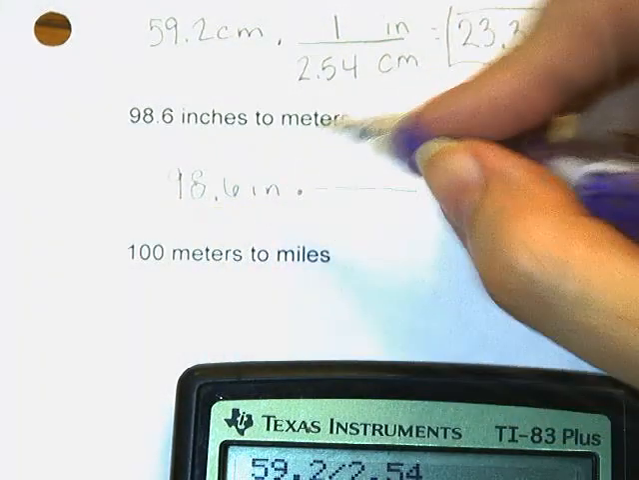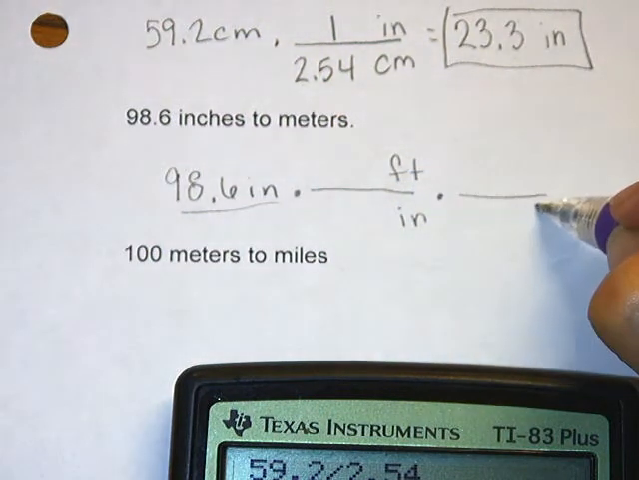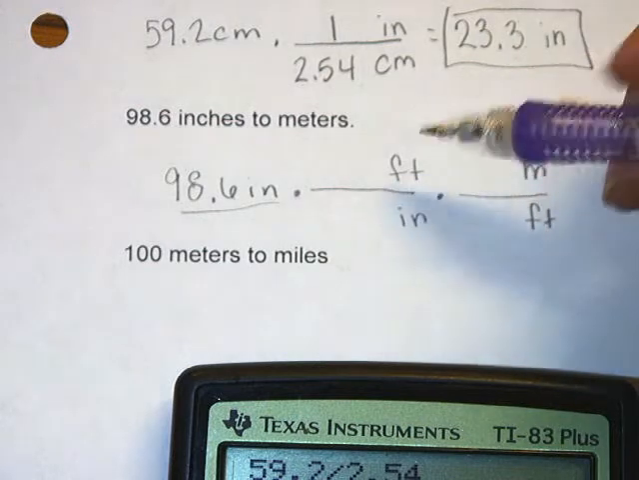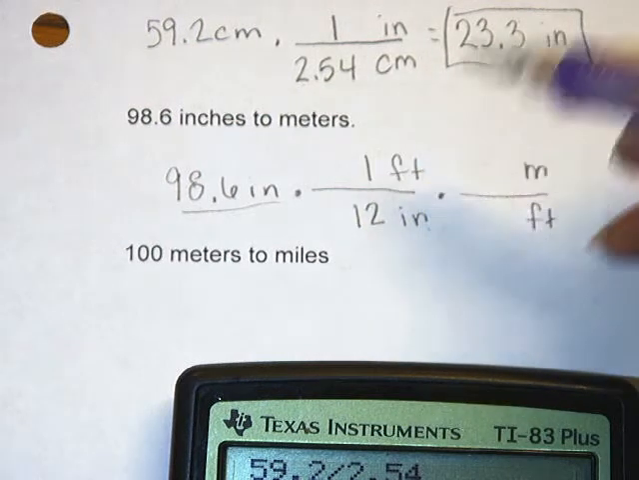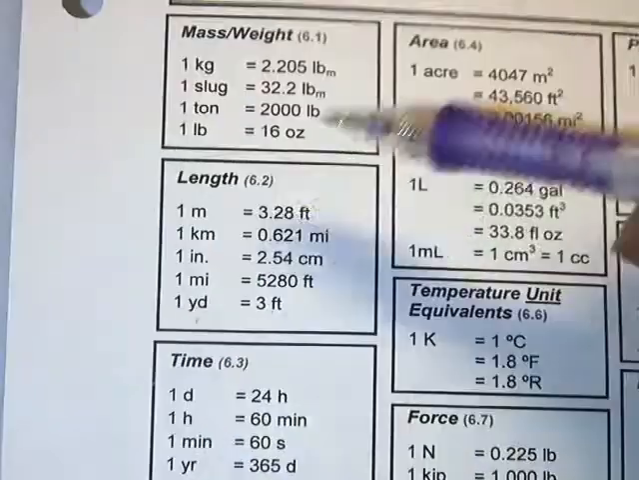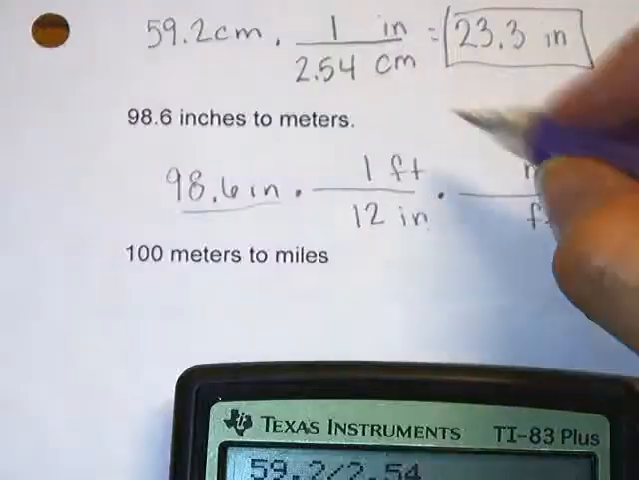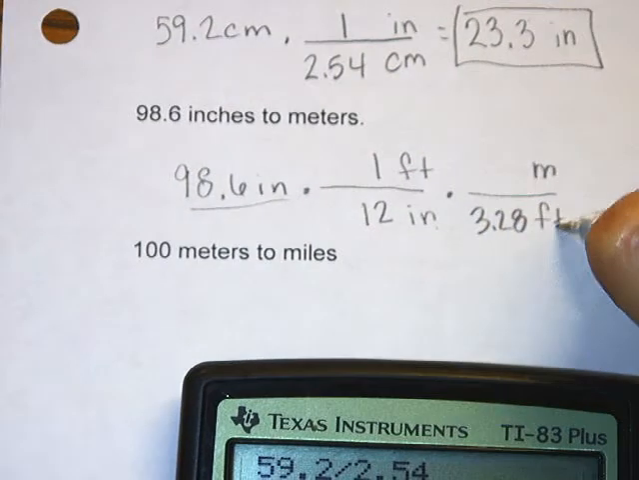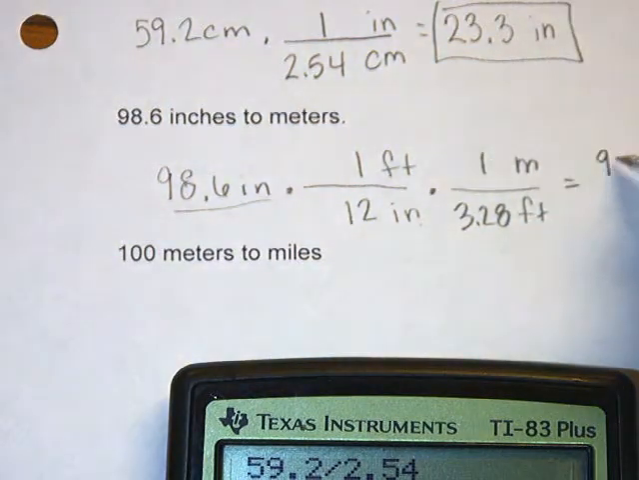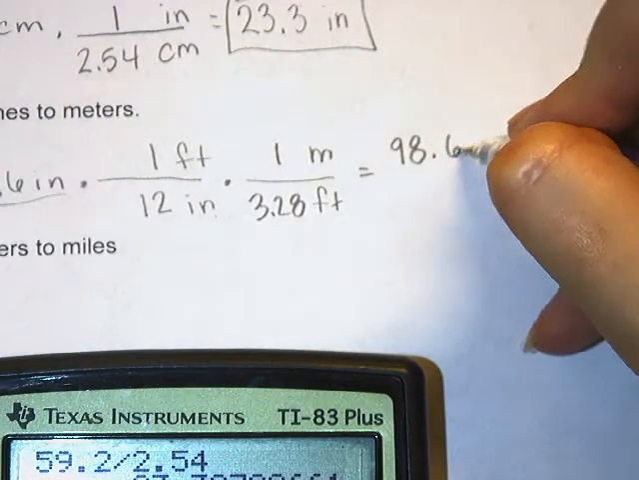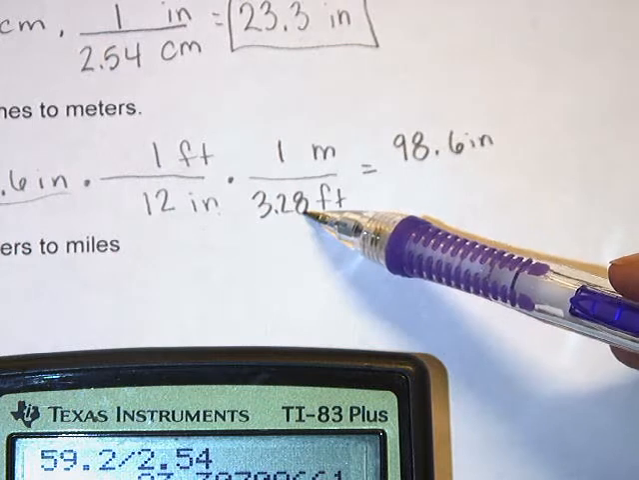So inches is on top here, so I need inches on bottom to feet. And then I'm going to go from feet to meters. So I know that there are 12 inches in 1 foot, so that's a fancy one. And then I know from my conversion chart, 3.28 feet in 1 meter, so that's my other one, 3.28 feet in 1 meter. So I'm going to multiply straight across the top, which is just 98.6 inches. And on the bottom, I'm going to multiply straight across the bottom, so I need to do 12 times this.